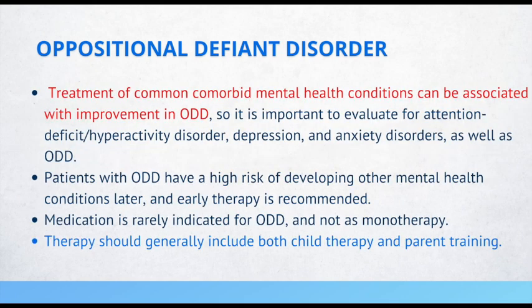Treatment of common comorbid mental health conditions can be associated with an improvement in ODD. So it is very important to evaluate for ADHD, depression, and anxiety disorders, as well as ODD. Patients with ODD have a high risk of developing other mental health conditions later, and early therapy is recommended. Medication is rarely indicated for ODD and not as monotherapy. Therapy should generally include both child therapy and parent training.